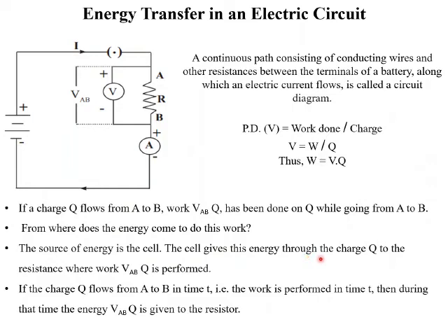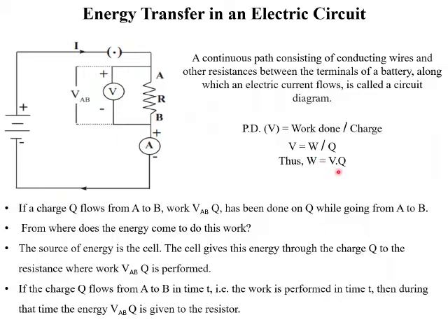So the cell gives this energy through the charge Q to the resistance R where the work VABQ is performed. If the charge Q flows from A to B in time t, that is, the work is performed in time t, then during that time the energy VABQ is given to the resistor. Now one more point has been added: the charge Q is taking time t to move from point A to B. So the charge Q is flowing from A to B in time t.